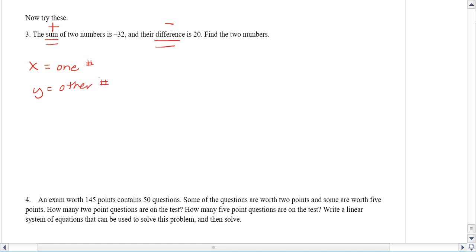Then we need to write the 2 equations. Well, like we said, the word sum means add. So go ahead and add x and y and write your equation if the sum is -32. And then their difference is 20, so go ahead and write your equation with a subtract sign. Now hit pause on the video and solve these equations.